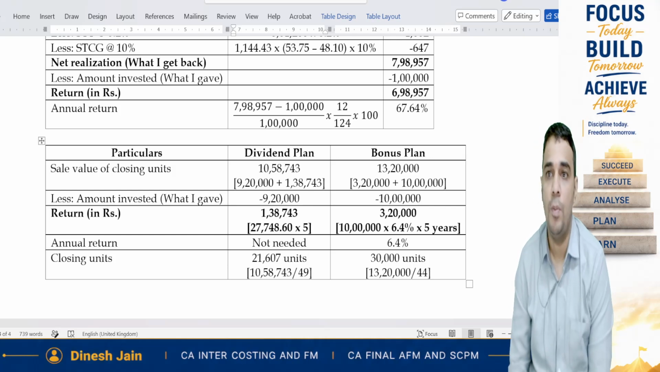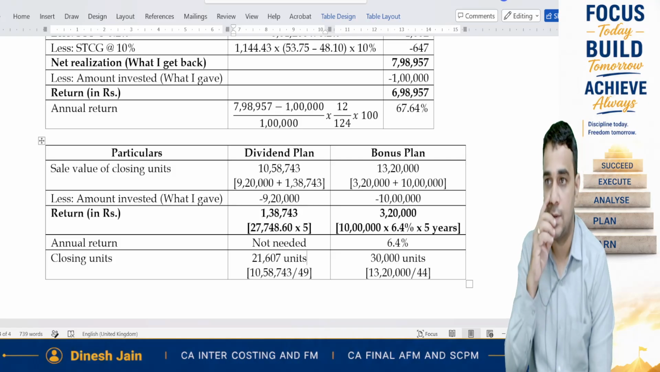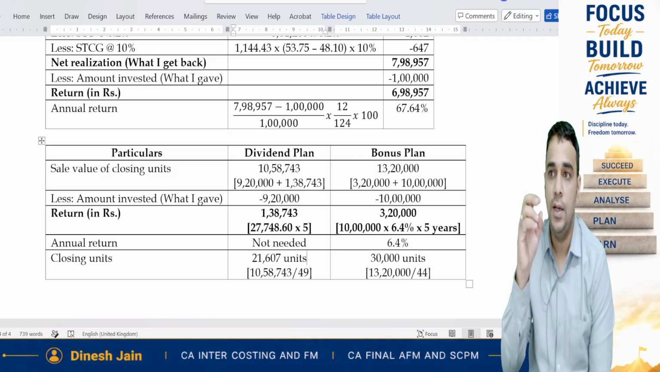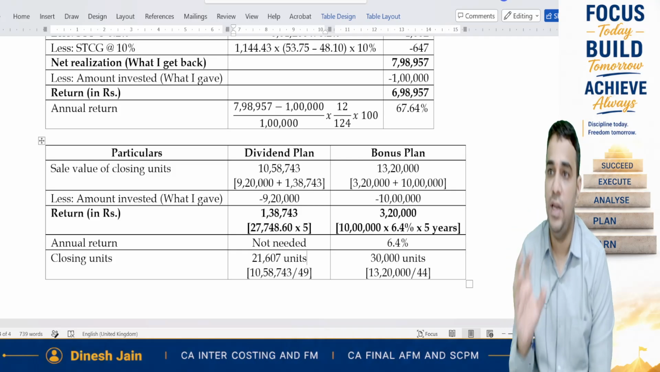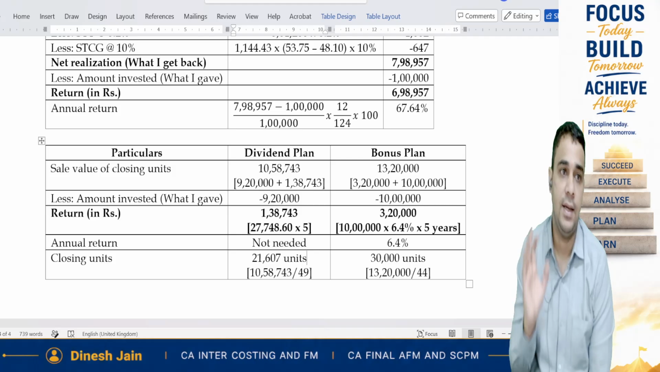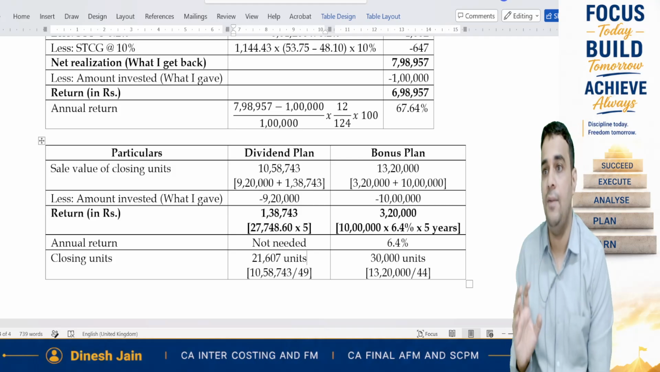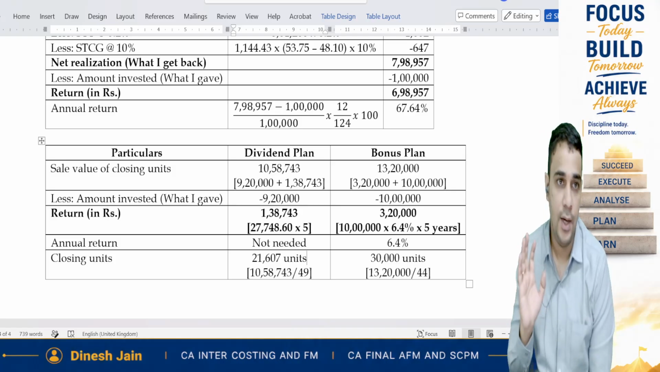Once I get the opening units, I am done with the solution, because investment divided by opening units is the issue price. Opening units into the opening NAV is the investment. I have to get the opening units and ultimately get the opening NAV, or the issue price. Any doubts on the two numbers?